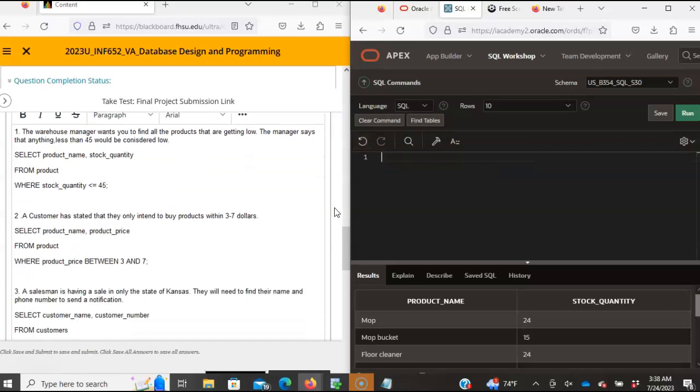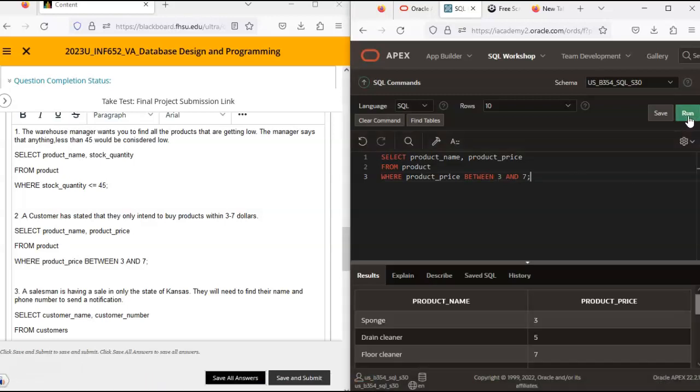Number 2, customers say that they only intend to buy products within $3 to $7. So as a salesperson, you could come in here: product underscore name, always capitalize, product underscore price from product between 3 and 7. There you go, all that.